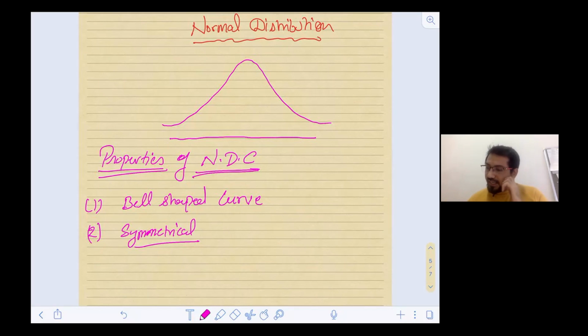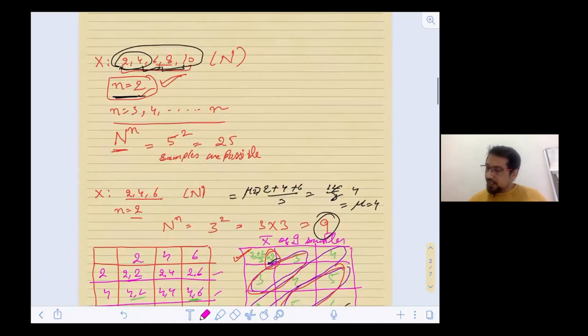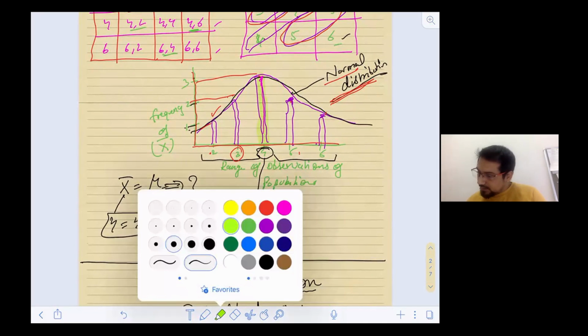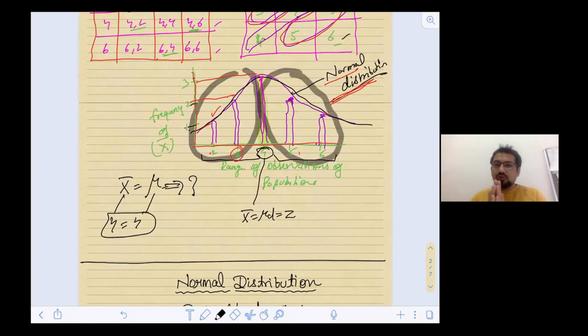Now, how to understand it? Come to this. Here you can see that this is the peak point. Symmetrical means that it has been divided into two parts. For example, this is one part, and this is another part. And both parts are actually equal. How can you understand this?